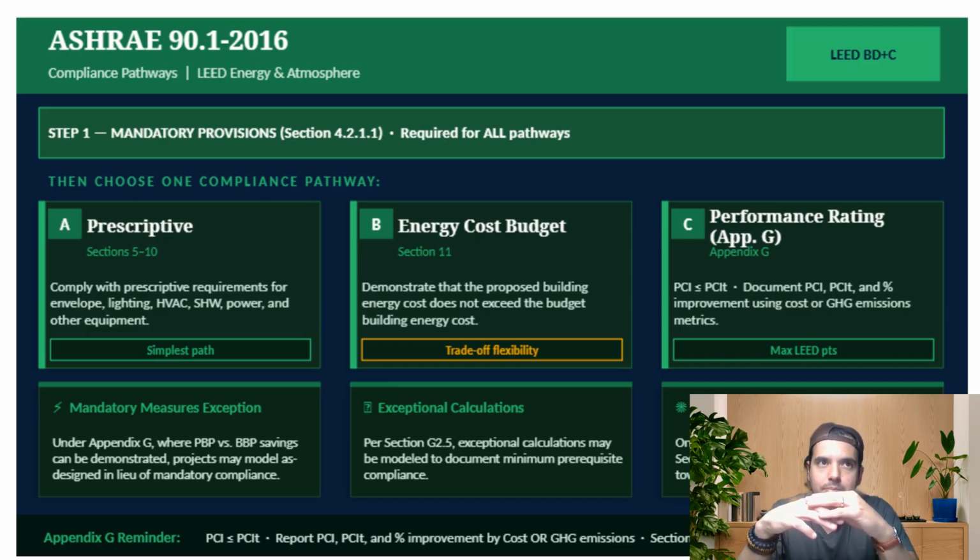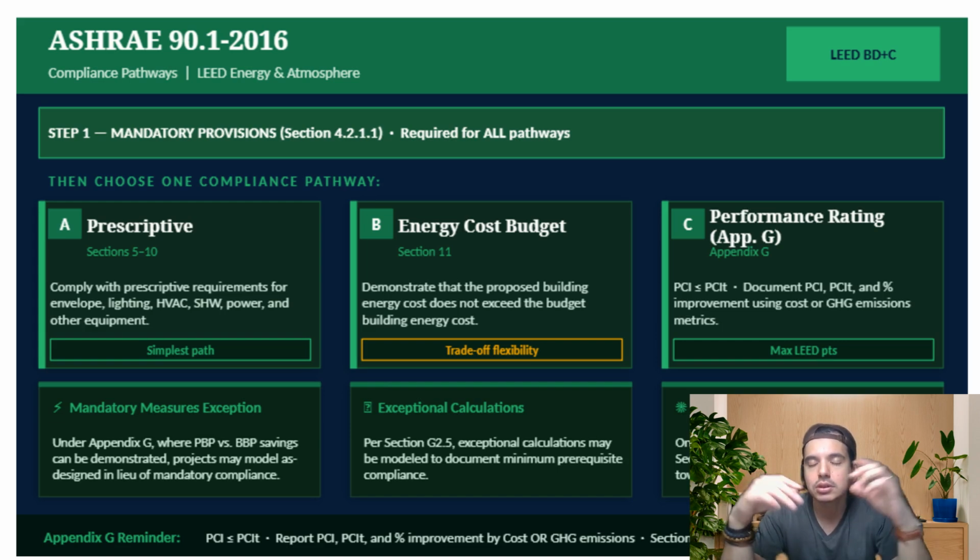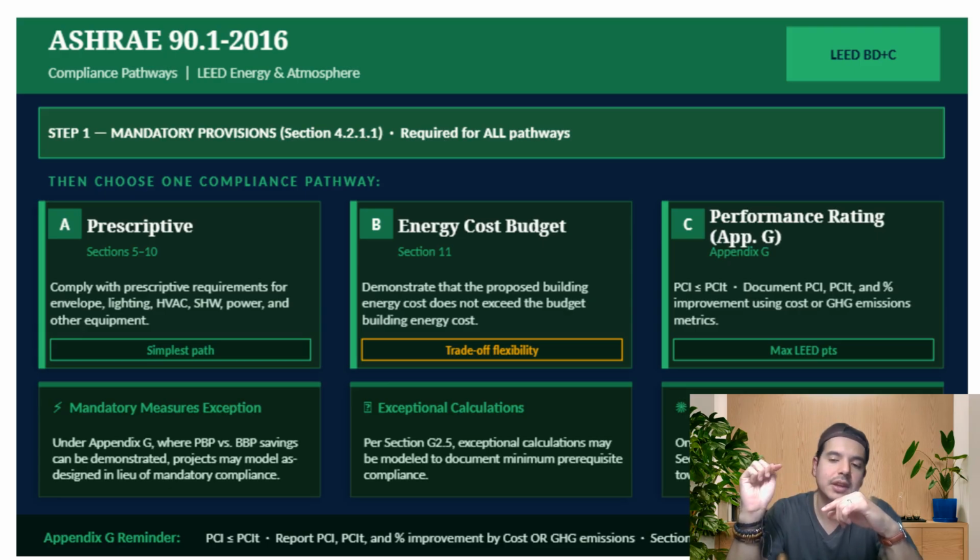So some people go to door number two. Door number two is when we use computers, and basically we model a budget building, the baseline, and a proposed building. Our goal is that the proposed building annual energy cost must be less than the budget building. It gives you more flexibility than the first door that I showed you. However, the most used one is the third path. What is the third path?